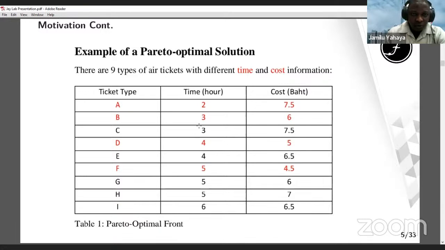If you compare also B and C, you will notice that B dominates C, because the time taken to reach the destination for B is the same as C. But when it comes to the cost, B is more important than C. Therefore, we can now say that A and B dominate C.